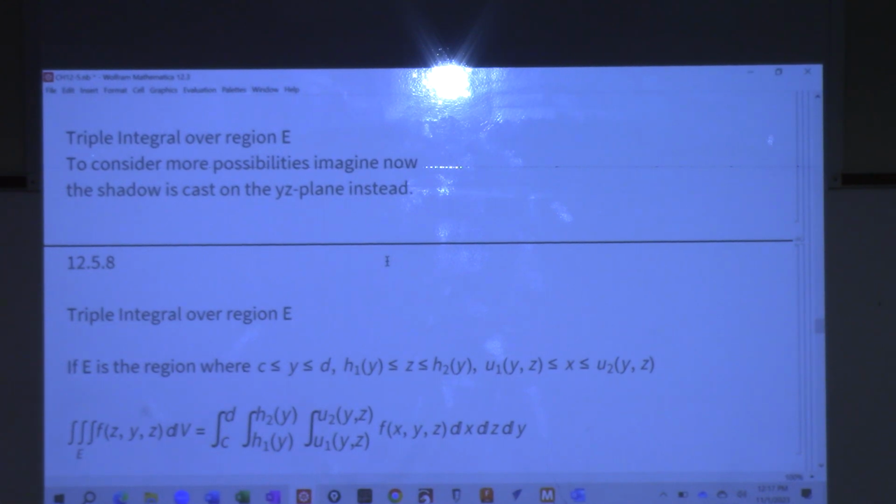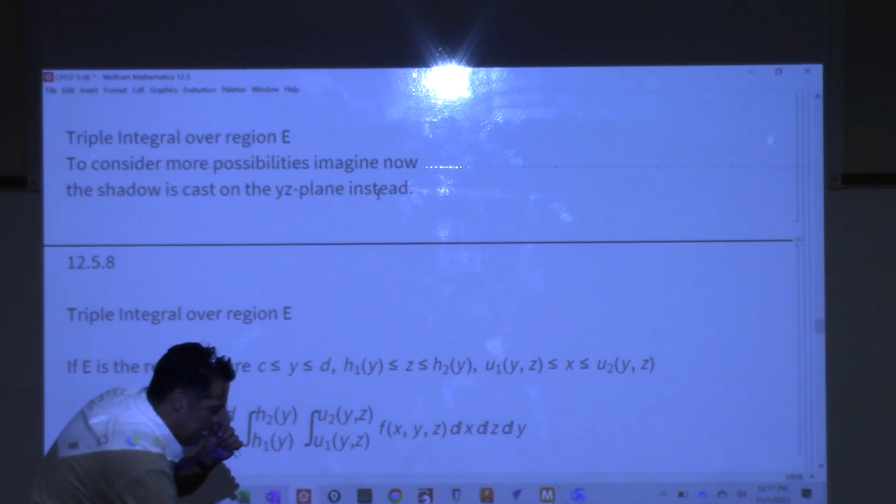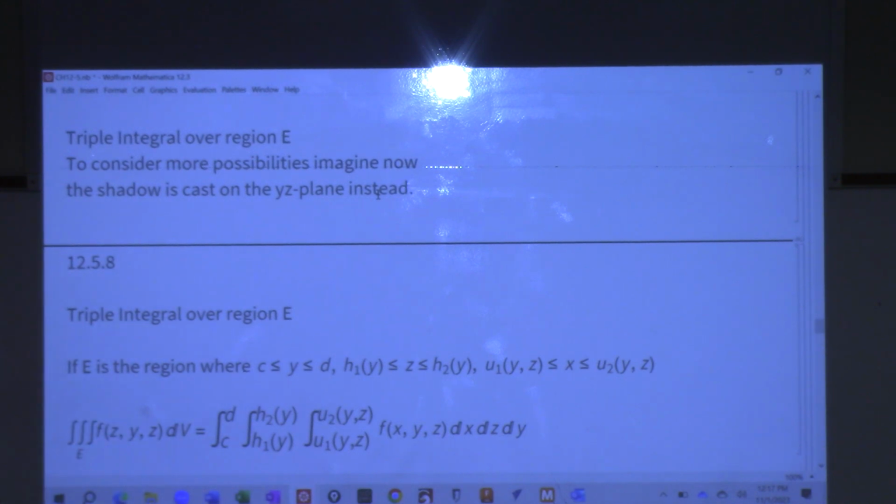Triple integral over the region E. All right, consider more possibilities. So we're not going to do this. We just need to know just how bad this could be, right? Because when we have this solid here, we're talking about a shadow on the xy plane, right? Being a box or rectangle or type 1 or type 2, right?